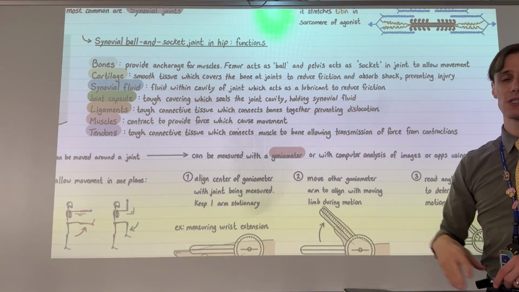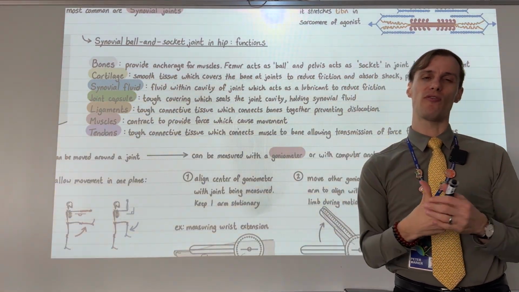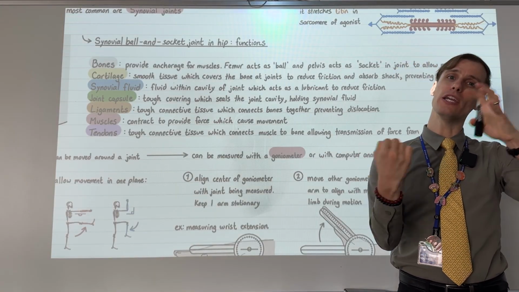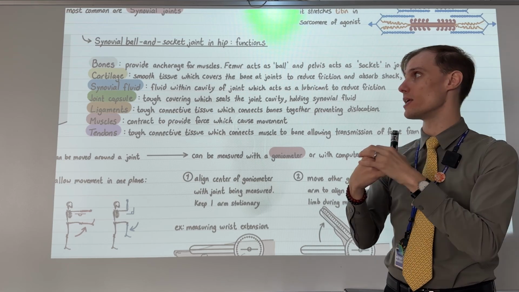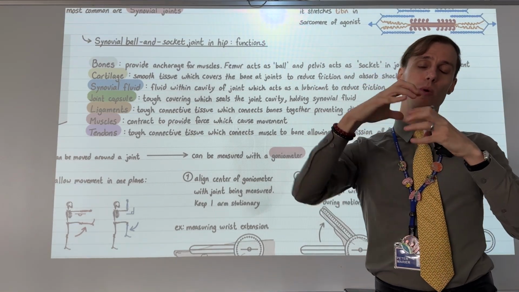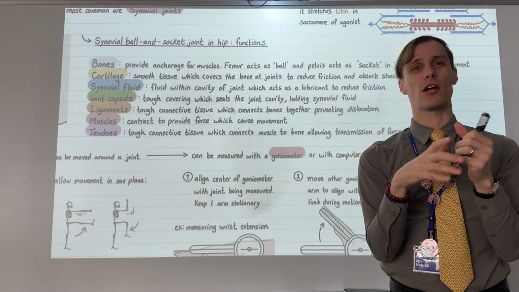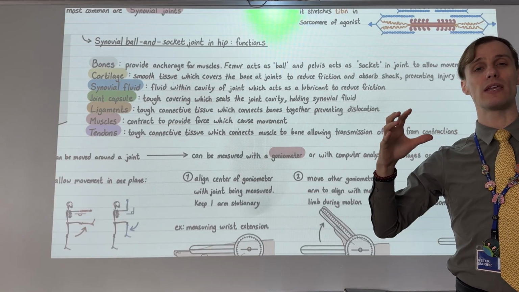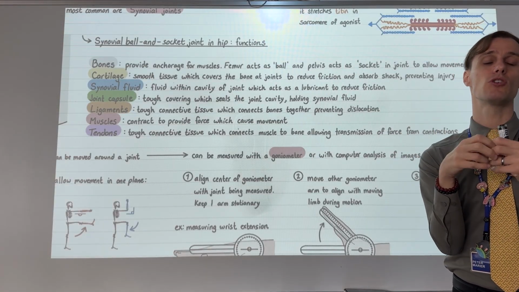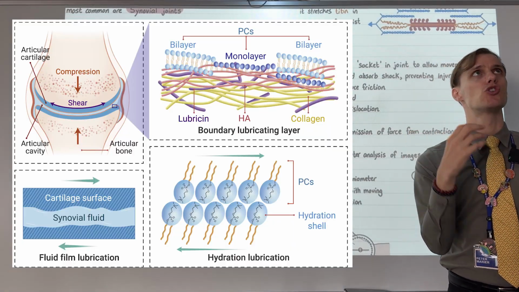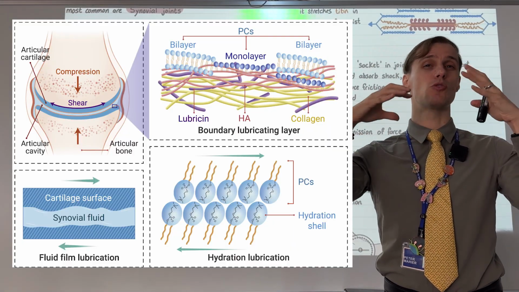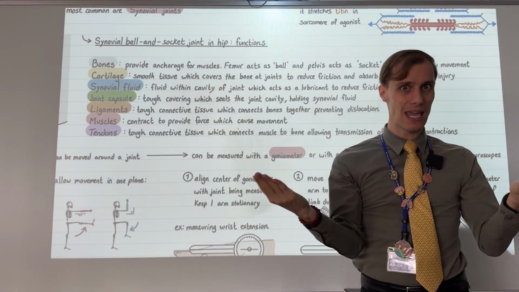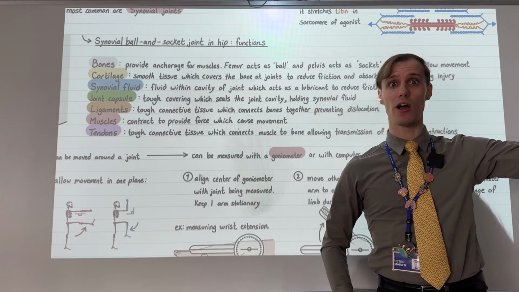So the bones provide anchorage. The femur as the ball and the pelvis as the socket are each providing anchorage around this joint. The cartilage, the reason why we're lining the tips of the bones here, is that cartilage is very smooth and slightly rubbery, so it not only can absorb shock, but it massively reduces friction. And if we want a joint to be very, very efficient, we would try to reduce as much friction as possible.